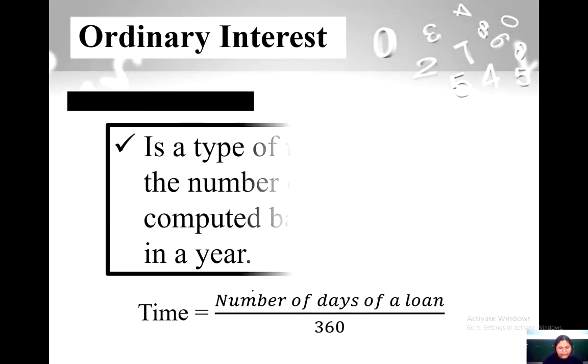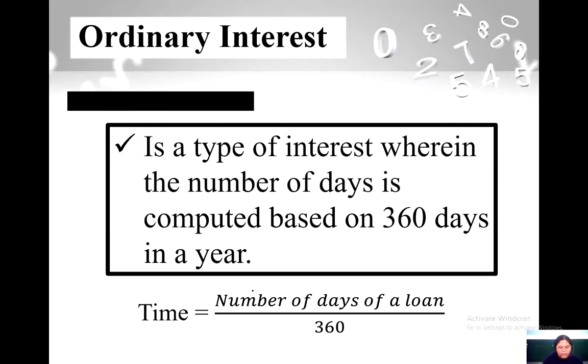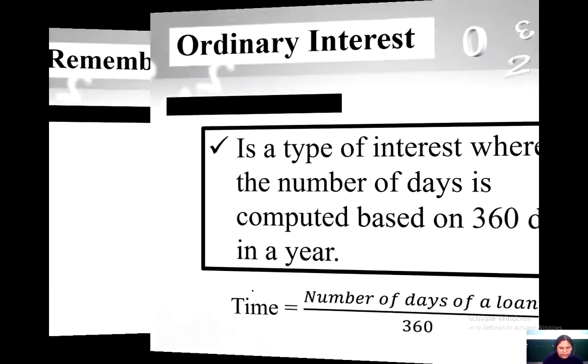Ordinary interest is a type of interest wherein the number of days is computed based on 360 days in a year. It means the denominator is 360 days. So when we are asked to find the ordinary interest, it is equal to the number of days of loan over 360 days.